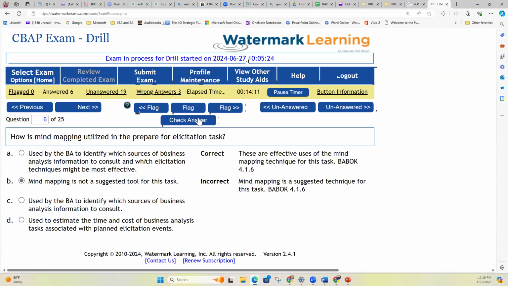Let's check the answer. Okay, it is a suggested technique for this task. And A, these are effective uses of the mind mapping techniques for this task. So now we know. So prepare for elicitation, mind mapping is a technique we can use.